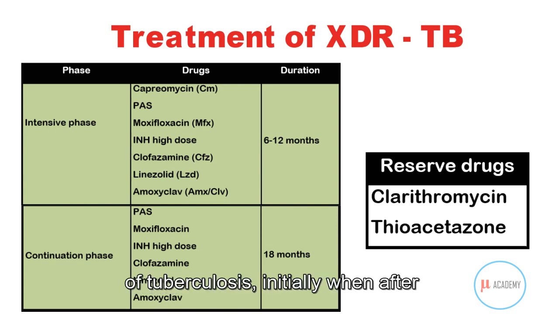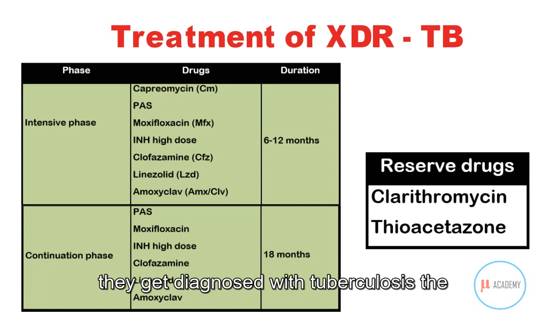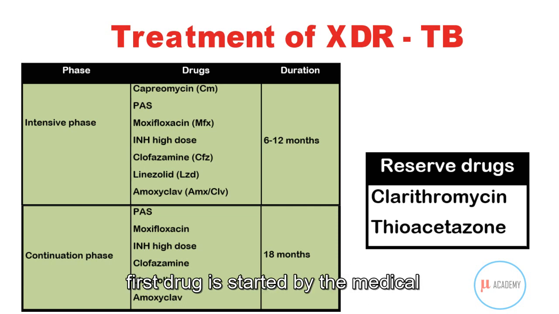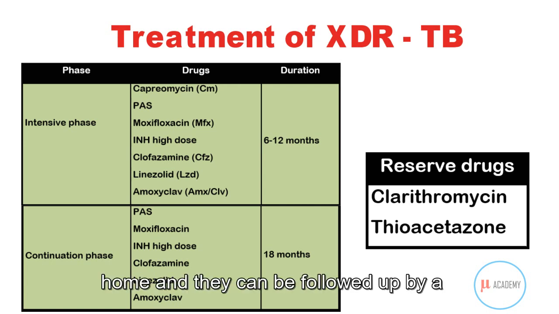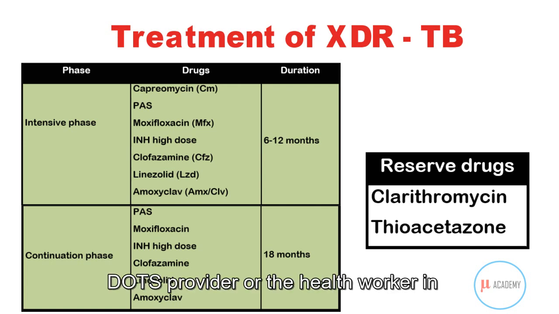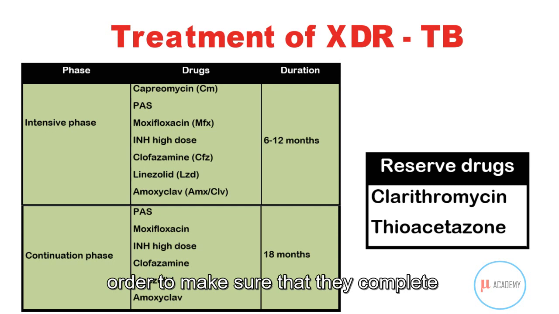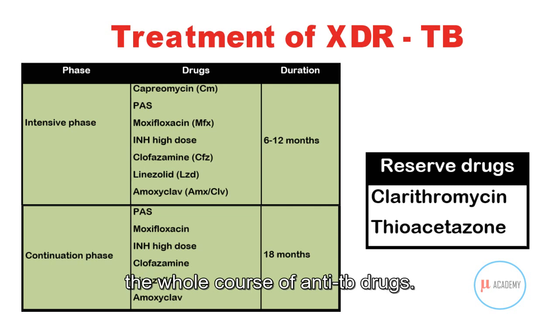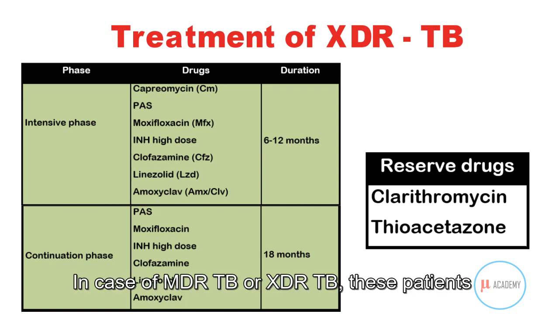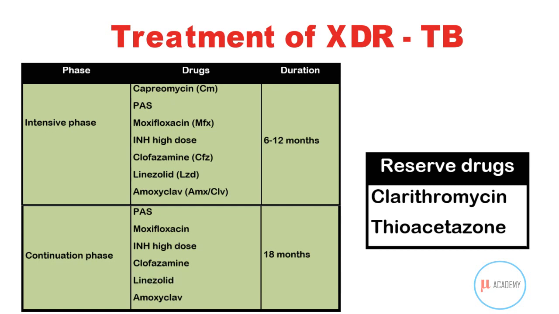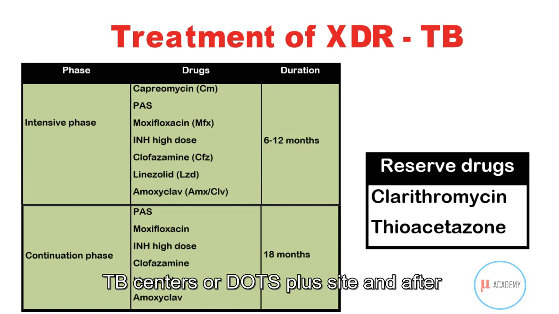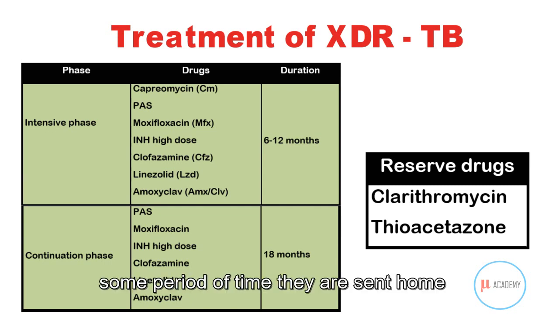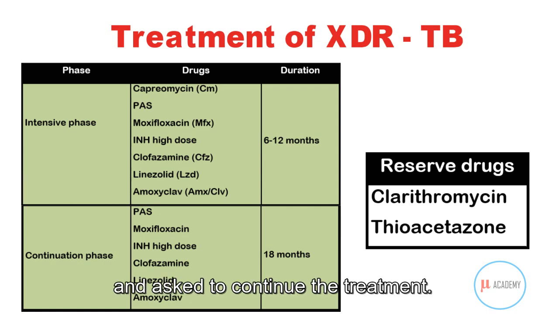In all these cases of tuberculosis, after they get diagnosed, the first drug is started by the medical officer or the doctor, then they are sent home and they can be followed up by a DOTS provider or the health worker in order to make sure that they complete the whole course of anti-TB drugs. In case of MDR-TB or XDR-TB, these patients are initially admitted in drug resistant TB centers or DOTS Plus sites, and after some period of time they are sent home and asked to continue the treatment.